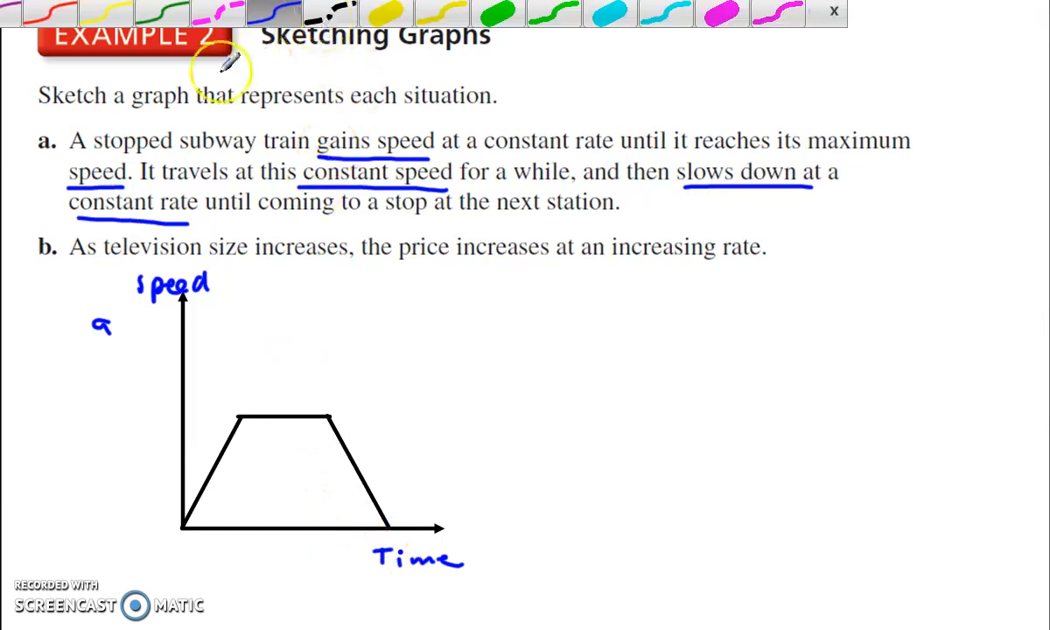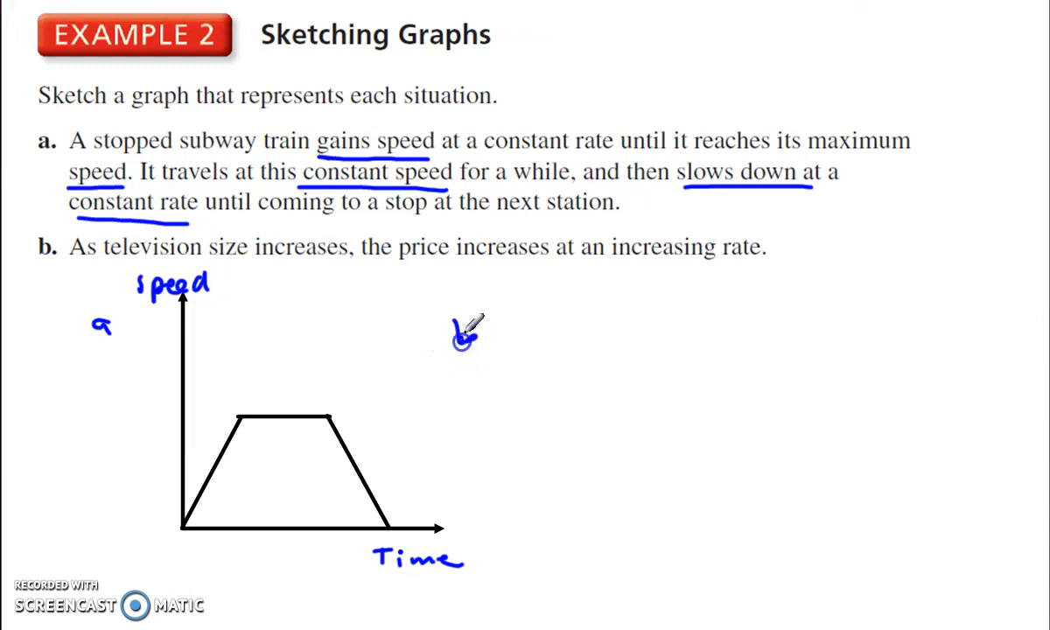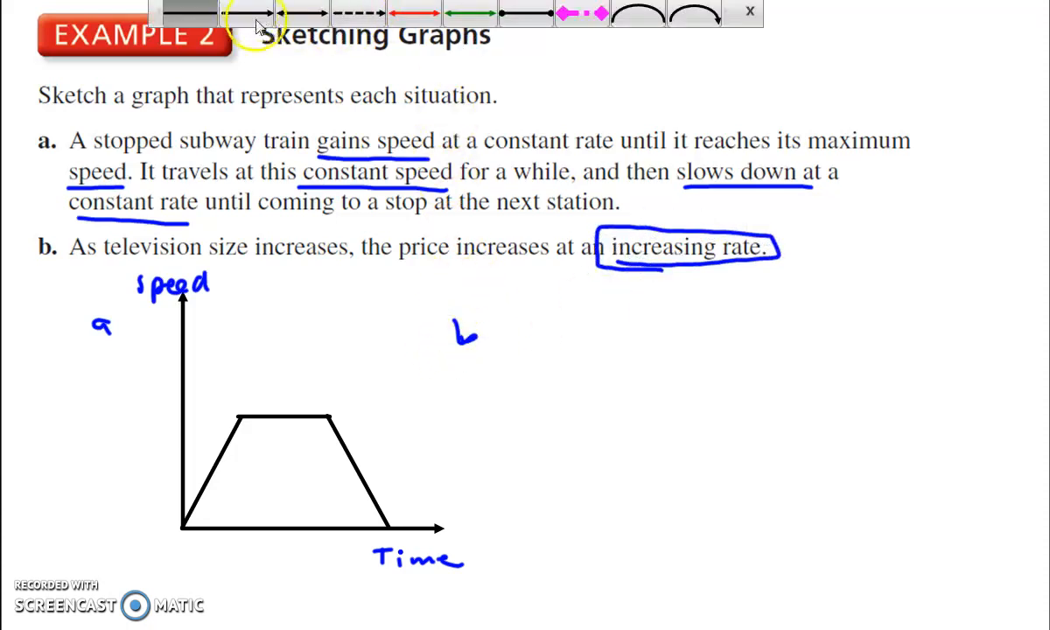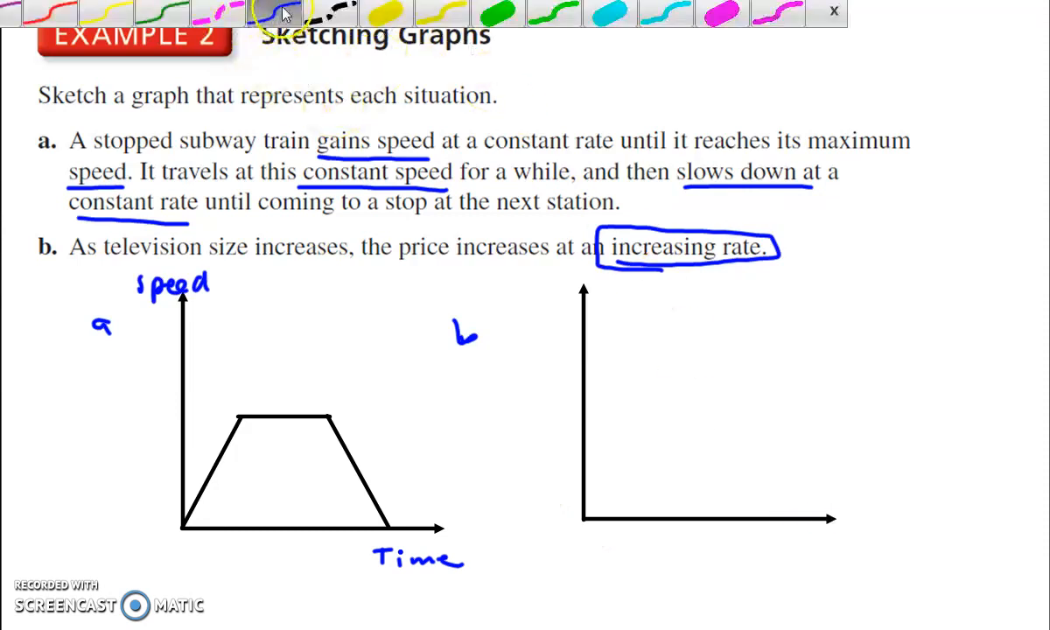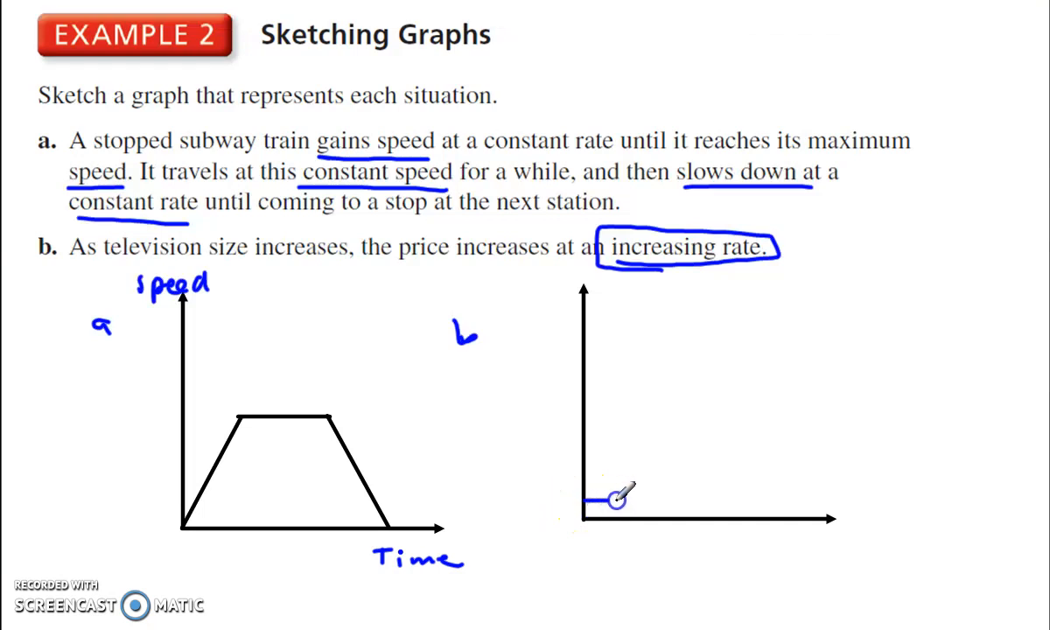Okay. B. As television size increases, the price increases at an increasing rate. Very important to note this. Okay, so it doesn't say where it starts out, whether a tiny little television costs nothing or whether those cost something, so we can start pretty much anywhere, but then from where we start, the rate is going to be increasing at an increasing rate.